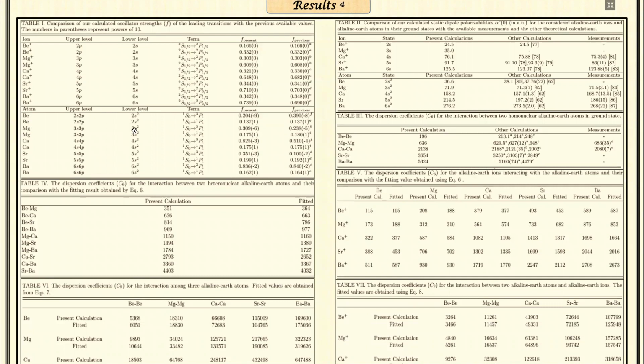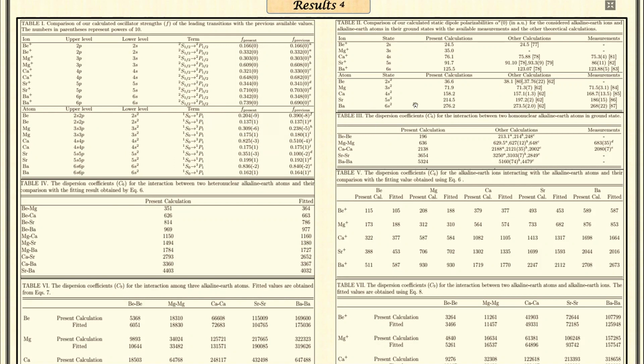In the first table, we have shown the oscillator strengths of the leading transitions for the ions and atoms and compared them with the previously available results. For ions, we can see that there is good agreement between the present and previous results. Whereas for atoms, one can see for the triplet P transition, there is a slight discrepancy between the results. One can also see that for the triplet P transition, the oscillator strength is very small, and at this scale, this much discrepancy can be neglected.